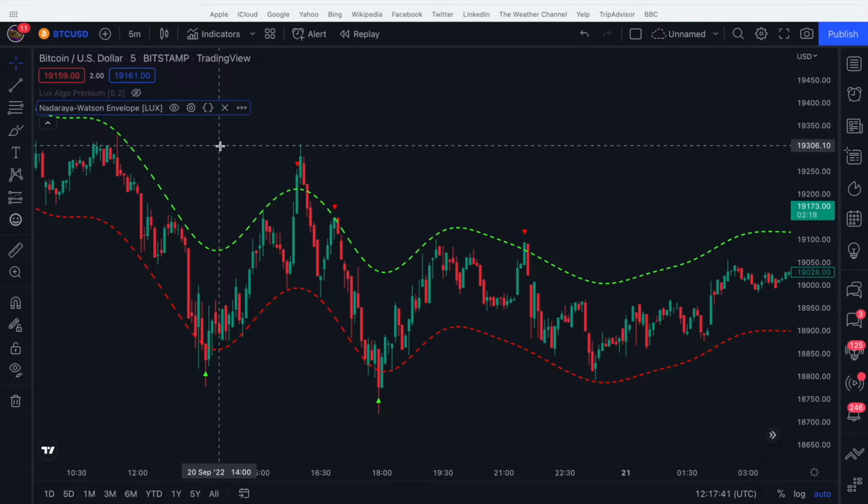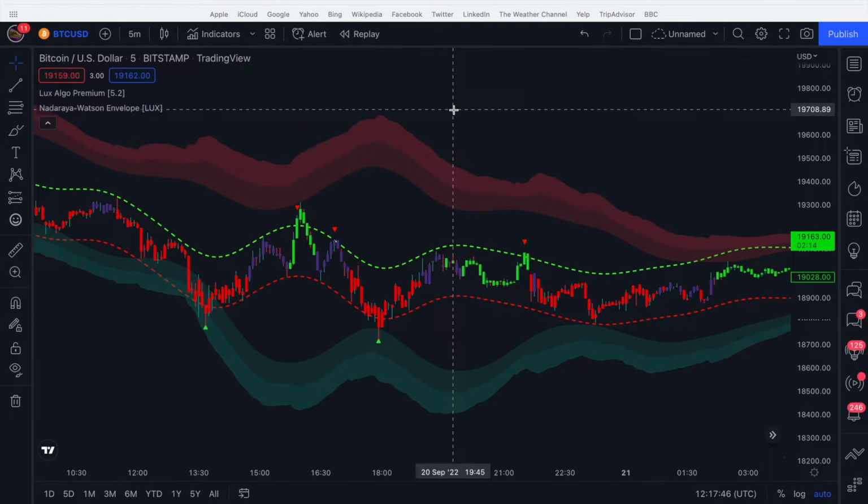So, what I'm going to do here is I'm going to load up Lux Algo Premium 5.2, and all I've got here is the reversal zones, because I believe these are going to be nice in confluence with the Nadaraya Watson envelope. So, the strategy is simple.